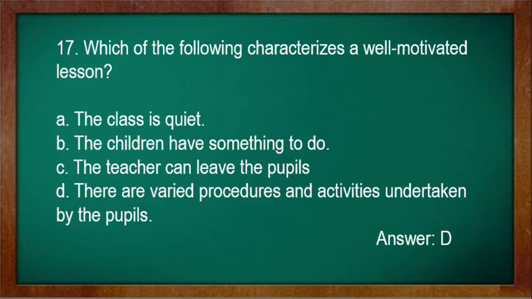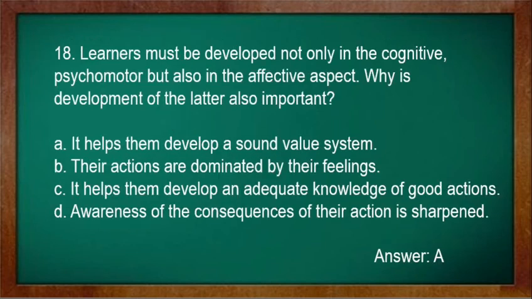Number 17. Which of the following characterizes a well-motivated lesson? A. The class is quiet. B. The children have something to do. C. The teacher can leave the pupils. D. There are varied procedures and activities undertaken by the pupils. Answer, D.